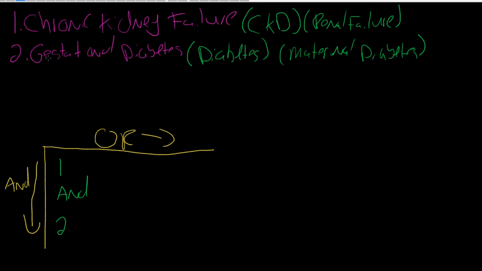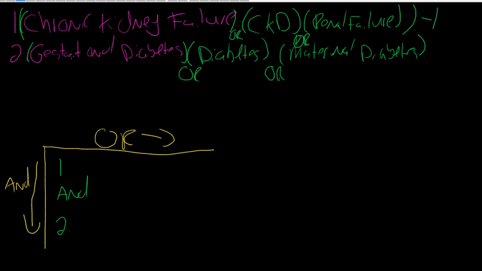So I am joining these three terms together here with the word "or." So I'm looking for anything that talks about gestational diabetes or maternal diabetes. I'm looking for anything that might talk about chronic kidney failure or chronic kidney disease or renal failure. And I'm going to join these together. So I might build a search that looks for chronic kidney failure or chronic kidney disease or renal failure and make this my first search here.